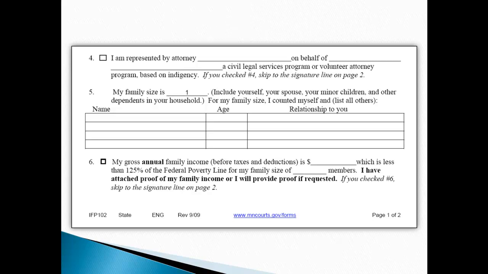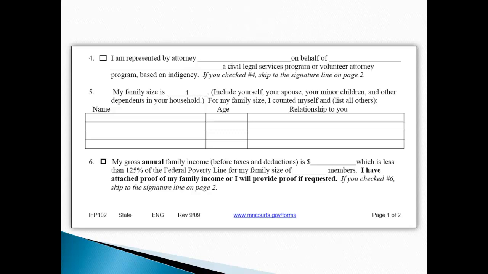Question 4 would be checked only if an attorney is representing you for free. If not, skip to question 5 and fill in the number of family members living in your household. Write in the name, age, and relationship to you for each individual living in your household.